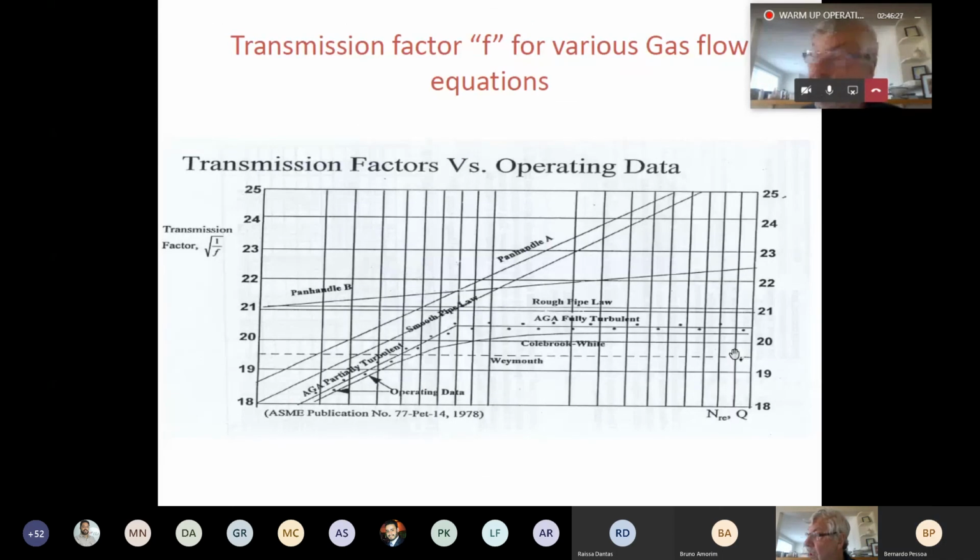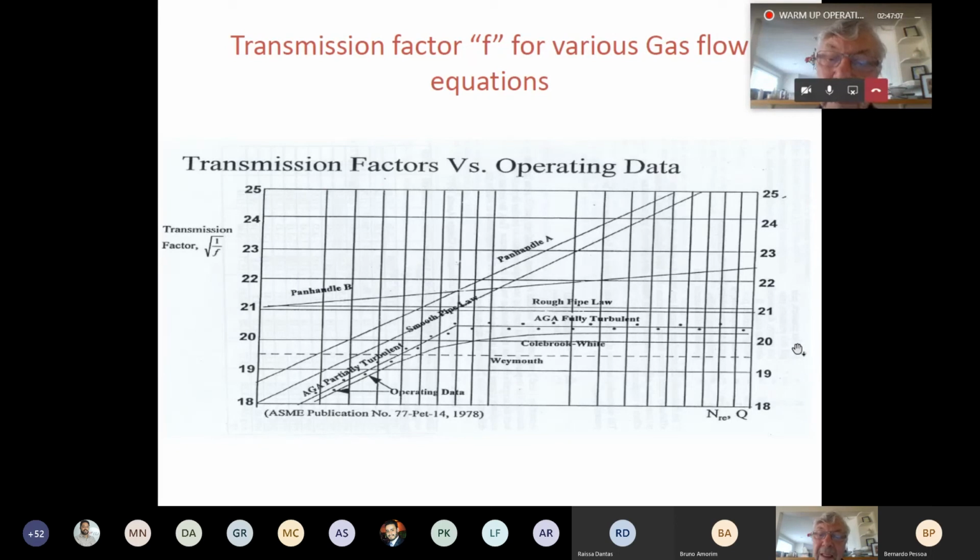44. There's a whole range of different equations that people have used to try to determine the relationship between the Reynolds number and the transmission factor. The very first were straight lines, the Panhandle A, and then the Panhandle B. You'll see the angles there are a little bit different. The Panhandle A is almost running at 45 degrees. The Panhandle B starts at 21 and moves across. Now, neither of those really work. They're two extremes.